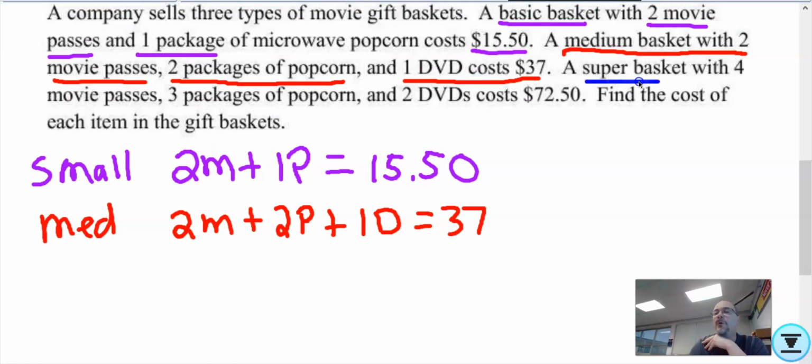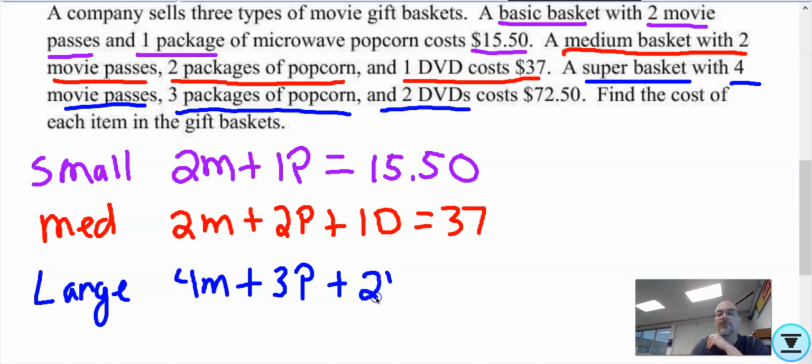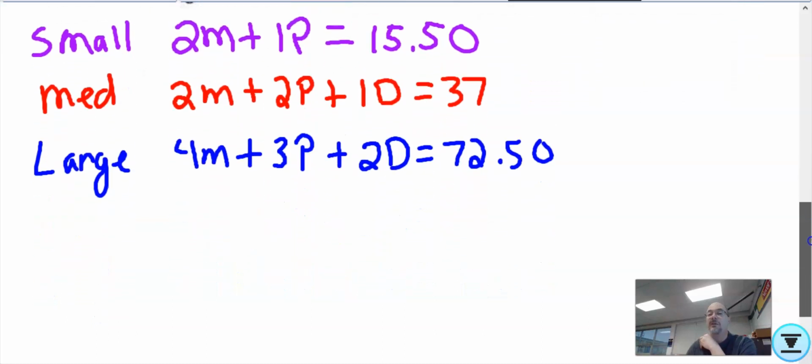Well, what else? Oh, we got a super basket. Nice. I'm just going to call that large. It's got 4 movie passes, so 4M, plus 3 packages of popcorn. Well, they're chipping you out of 1 package of popcorn for one of the movies. 3 popcorn plus 2 DVDs, so 2D, for $72.50.